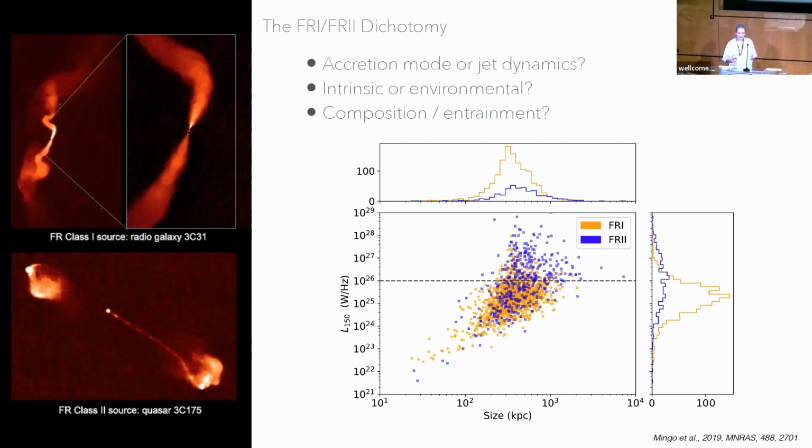Are they intrinsic to the object? Are they a function of the black hole itself? Are they environmental? Do they depend on where the object is in the universe? Is it due to the composition of those jets that are being ejected from the supermassive black hole, or is it due to entrainment from the local environment? So these are questions that we've been asking in astrophysics for a long time.